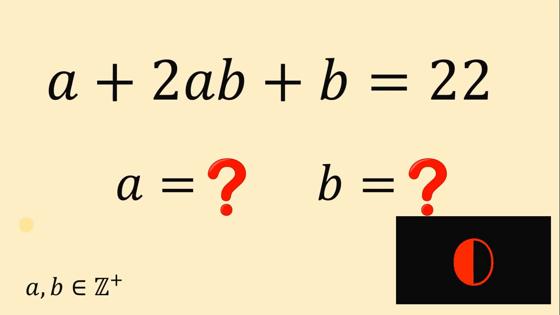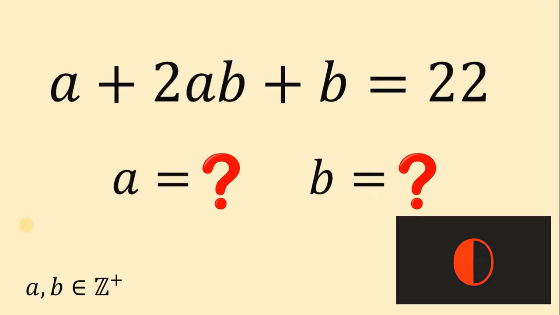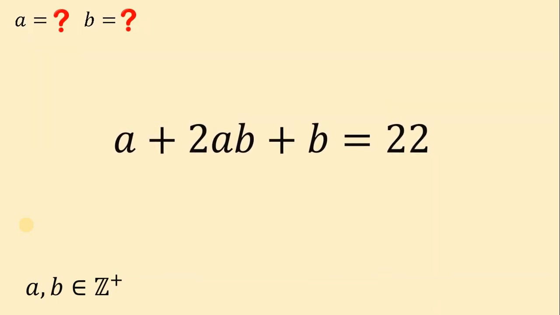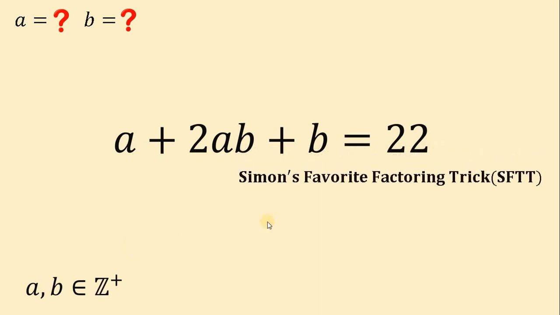And now, let's answer this question together. So, our goal is to solve for the value of A and B, given this one equation, A plus 2AB plus B equals 22, wherein A and B are both positive integers. Now, to answer this question, we will use this simple trick, which is Simon's Favorite Factoring Trick, or SFFT.